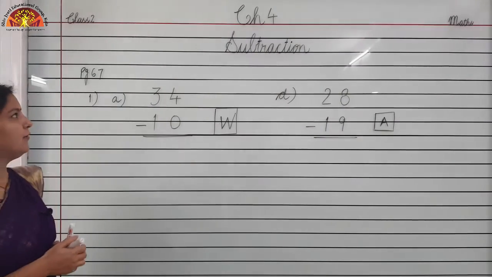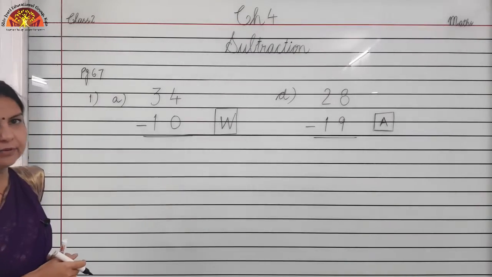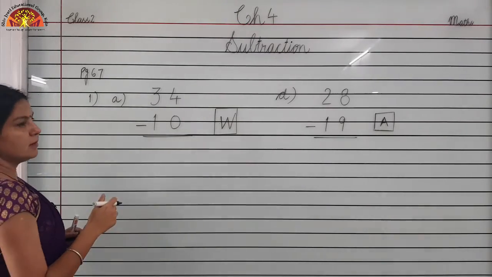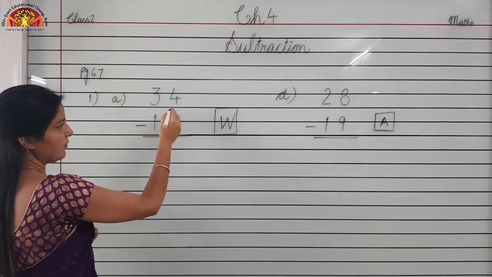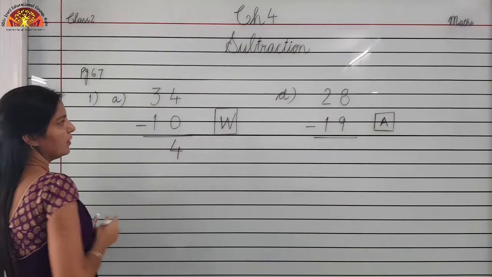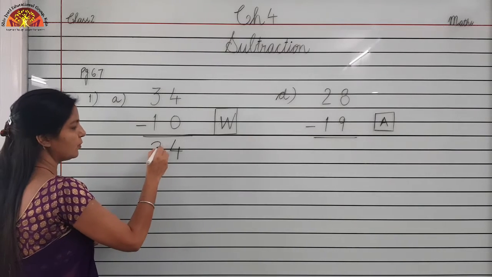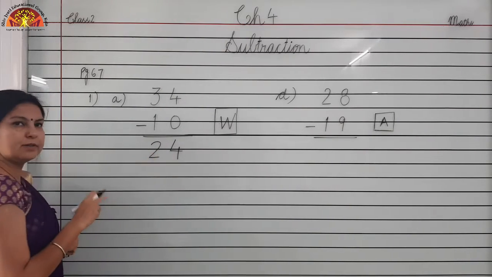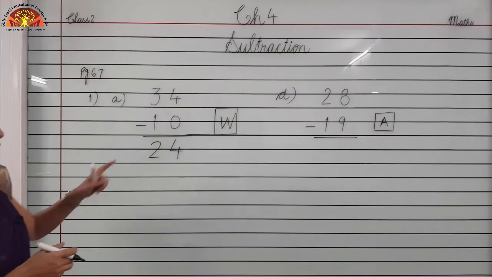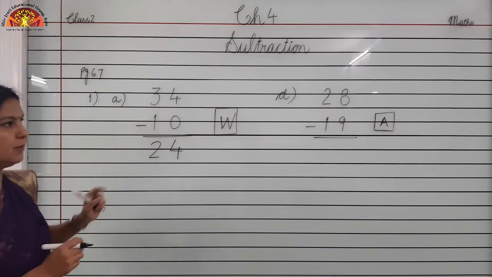So children, now we will solve these sums here. When we subtract 0 from any number, the answer will be the number itself. So 4 minus 0 will be 4 and 3 minus 1 will be 2. We will start counting after 1 and we will stop where 3 is coming in our finger. So we get 24. This is the difference of these two numbers.